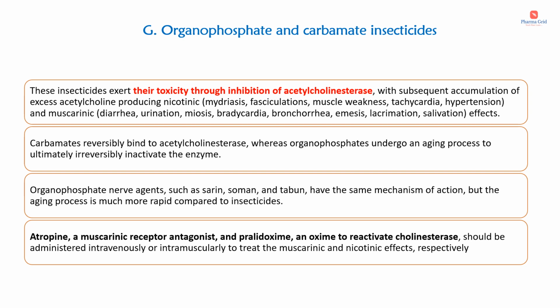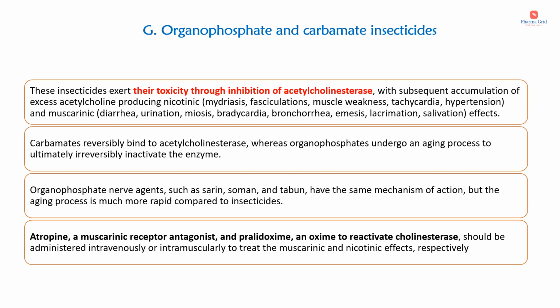lacrimation, salivation, etc. The carbamates reversibly bind to acetylcholinesterase, whereas organophosphates undergo an aging process to ultimately irreversibly inactivate the enzyme. So these organophosphates irreversibly inactivate the acetylcholinesterase enzyme. Organophosphate nerve agents, examples include sarin, soman and tabun, have the same mechanism of action, but the aging process is much more rapid compared to insecticides.